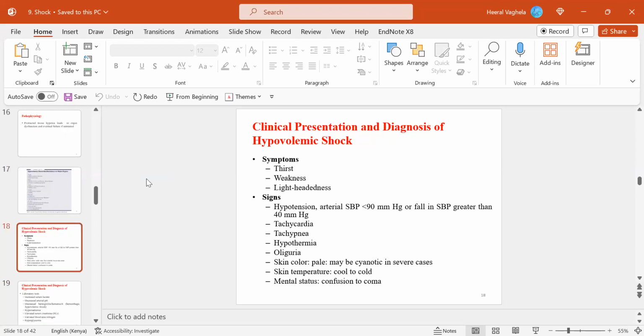Symptoms are usually thirst, weakness, lightheadedness, and also low blood pressure, tachycardia, hypothermia. The skin color depends on which kind of shock it is. With distributive, it won't look pale, but with the other types of shock, because the extremities are cool, it will look pale.